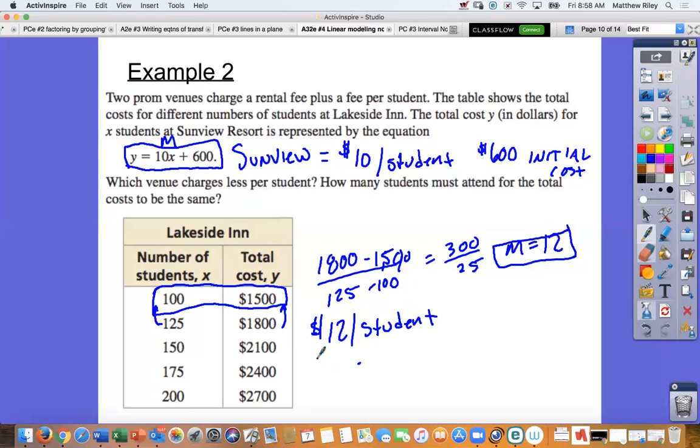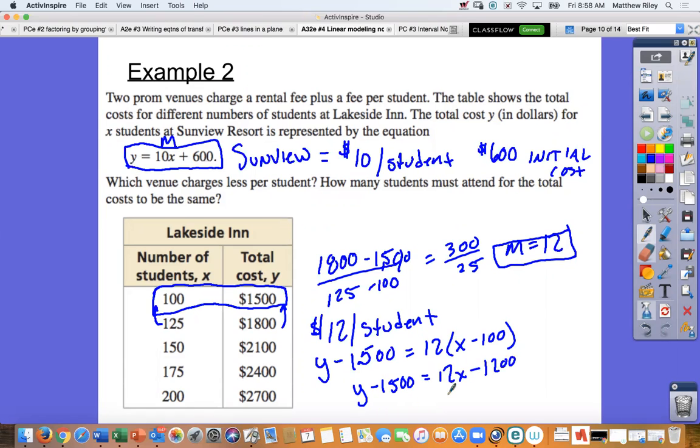Set it up in point slope form. So y minus 1,500 equals your slope, x minus 100. So again, it's the exact same skills that we worked on yesterday, now with just some context. Distribute it. Add 1,500, and Lakeside is going to be this.